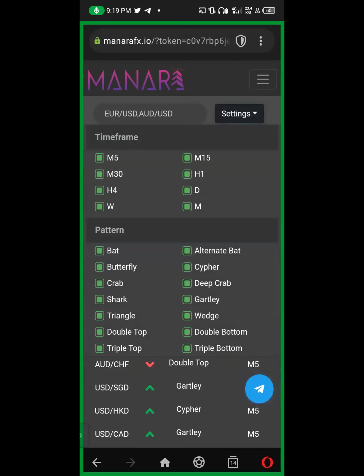Remove the M5, you don't want it. Remove the M30, you don't want it. Remove the 1 week, you don't want it. Remove the monthly as well. Just leave the 15 minutes, 1 hour, 4 hour, and daily. Remember, remove the crab, the shark, the triangle, the triple top, and the triple bottom. Leave the double top and double bottom. Remove the gray, remove deep crab, remove cipher, and remove alternate bat.